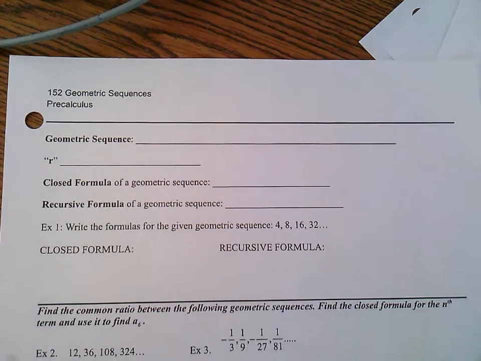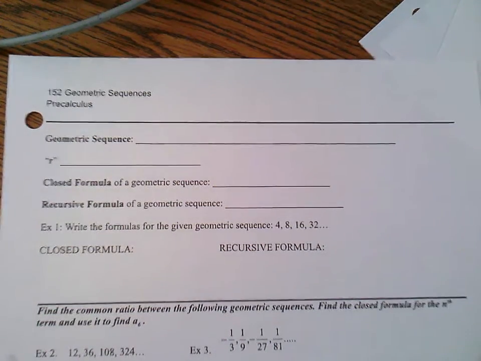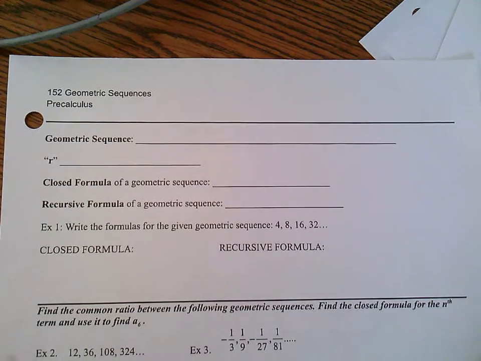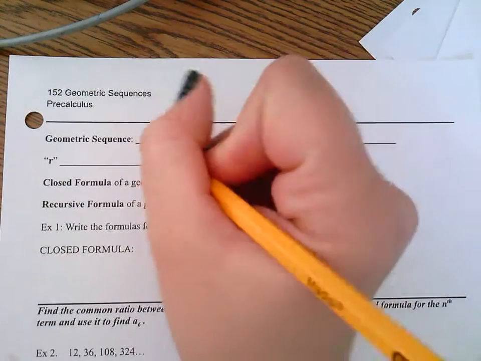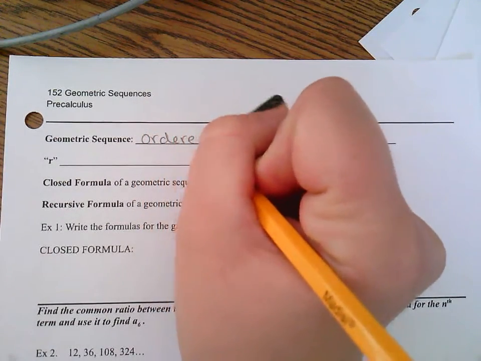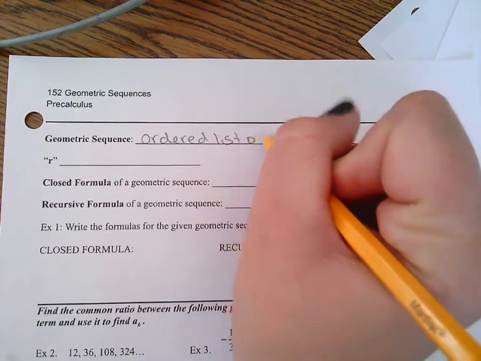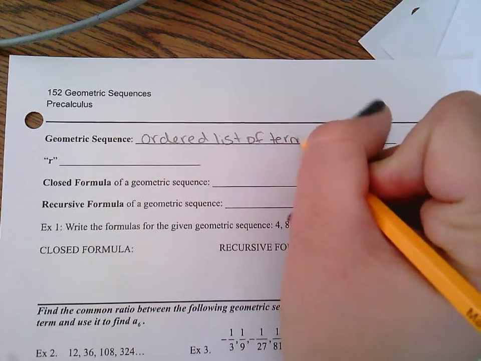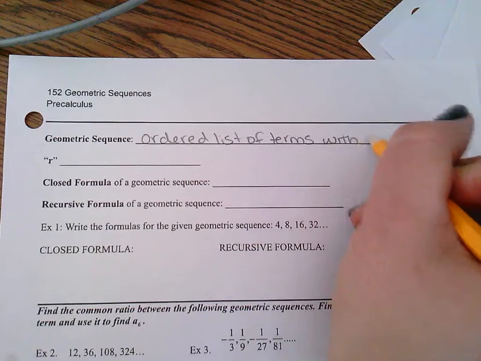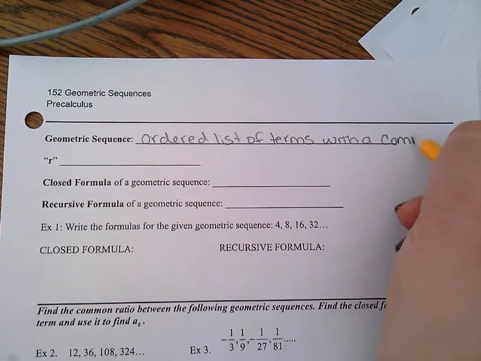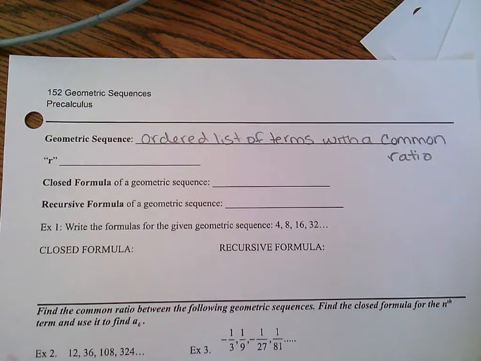So today we're going to look at geometric sequences and determine how those are the same and or different from arithmetic sequences. So a geometric sequence is just an ordered list of terms with a common ratio. So this is different than arithmetic sequences. Arithmetic sequences had a common difference.